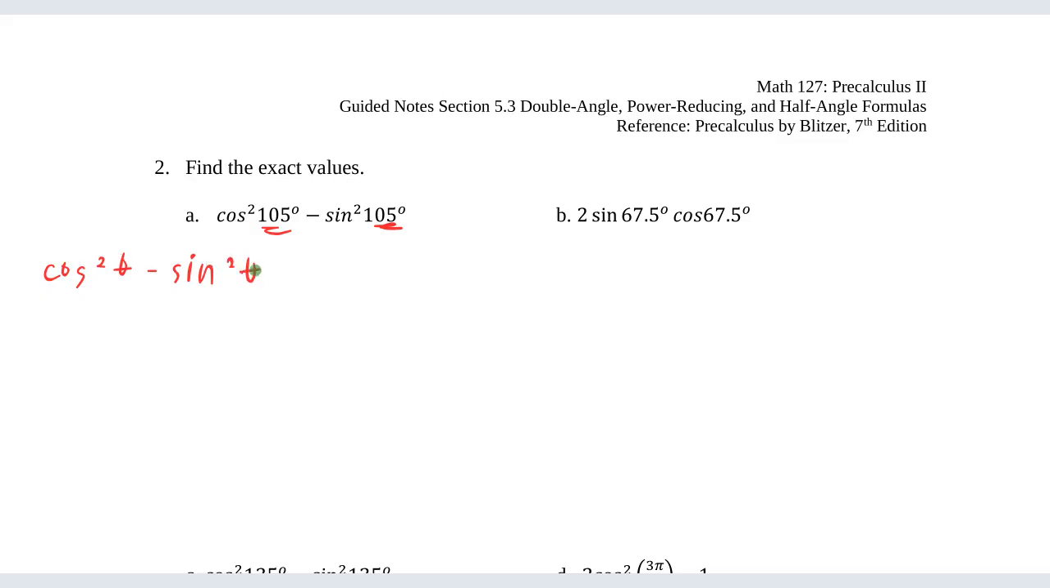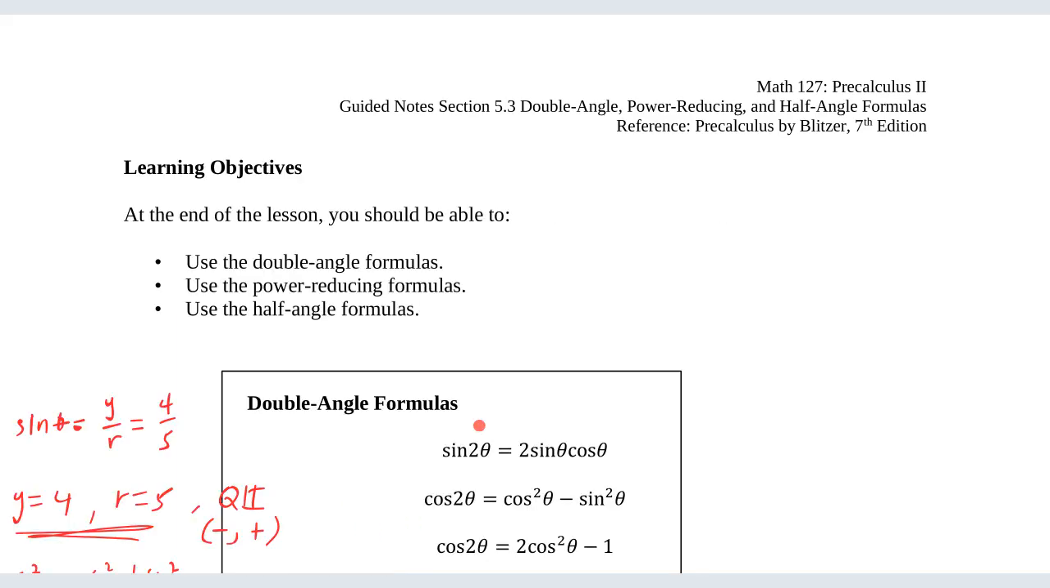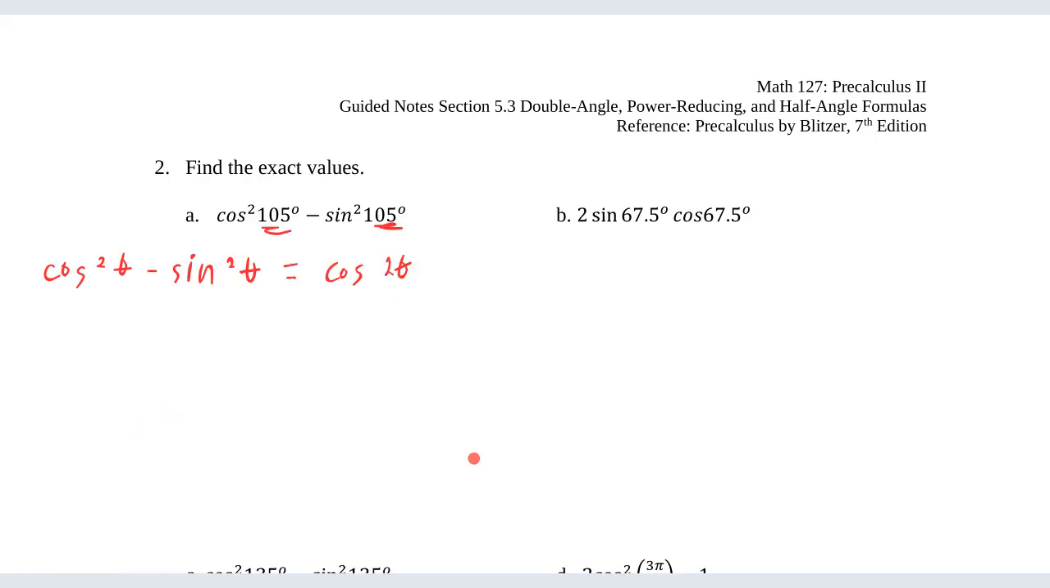If you go back to the double angle formula, we see that cosine squared theta minus sine squared theta is equal to cosine of the double angle. Let me just show you so you know where I'm getting it. As you can see here from the second statement, cosine double angle is equal to cosine squared theta minus sine squared theta. This is just what I applied. So going back now, I can say that this is cosine 2 times the angle theta.